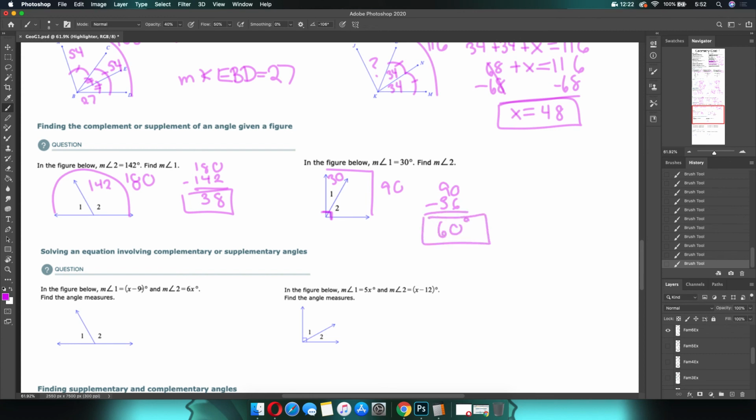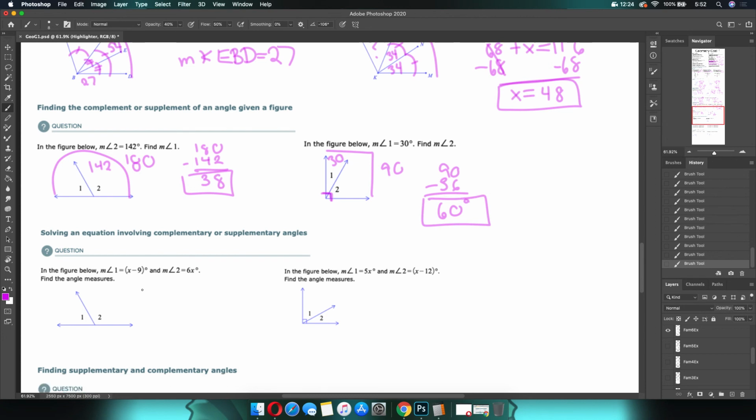All right. Well, what if they start giving you variables? Well, we still know it's going to be 180 degrees. The measure of angle 1 is x minus 9. The measure of angle 2 is 6x. And please note, I have not stopped labeling. I need all of my angles with a name and a variable attached to it so that I don't lose my mind. So let's see here.